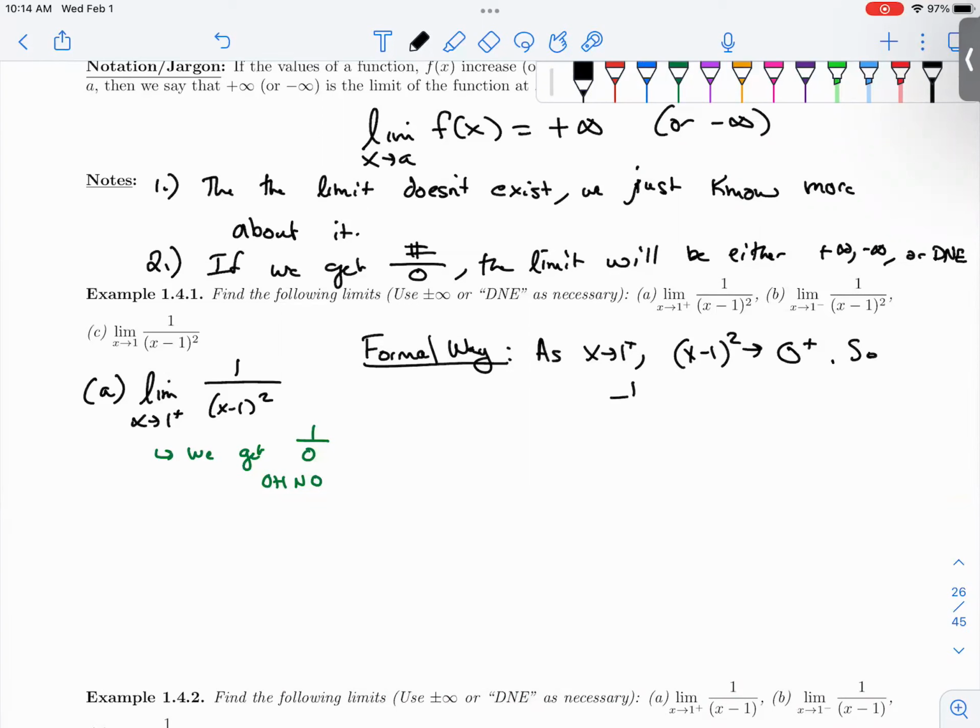So 1 over x minus 1 squared is going to approach 1 over 0 plus, which will approach positive infinity. If you divide 1 by basically a tiny speck that's positive, it will become infinity. As you keep getting closer and closer to 0, the number is just going to keep getting bigger and bigger, but it's a positive 0, so it's going to be infinity. That's the formal way. The informal way, and the way that I would like you guys to do it, is to test, the quote unquote better way.